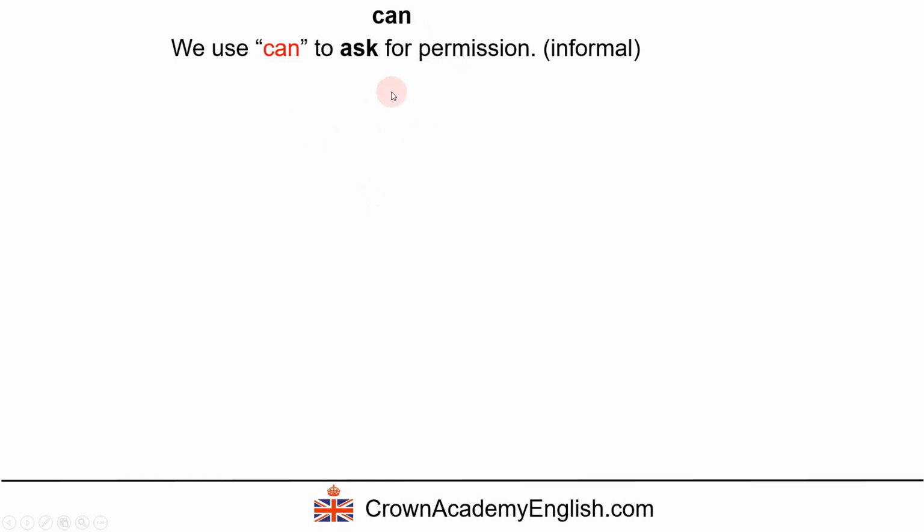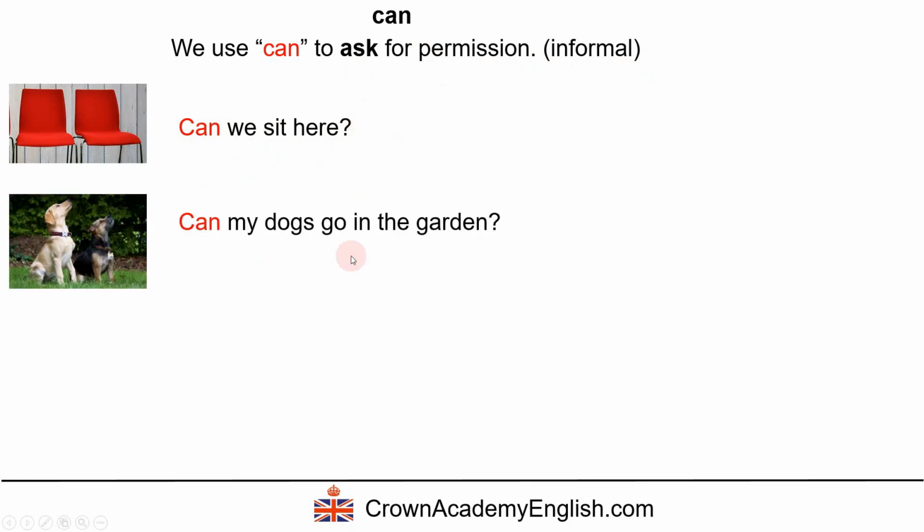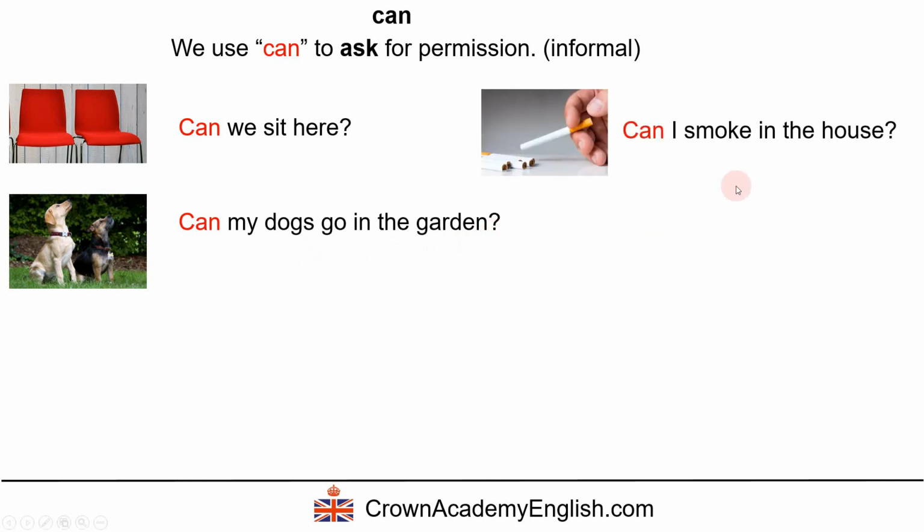So we use can to ask for permission. And this is quite informal. Example, can we sit here? So here we have the order that I mentioned earlier. We have the modal first, then the subject, and then the base form of the verb, because this is a question form. So we change the order slightly. Can we sit here? Can my dogs go in the garden? Can I smoke in the house? So we're using can to ask for permission.